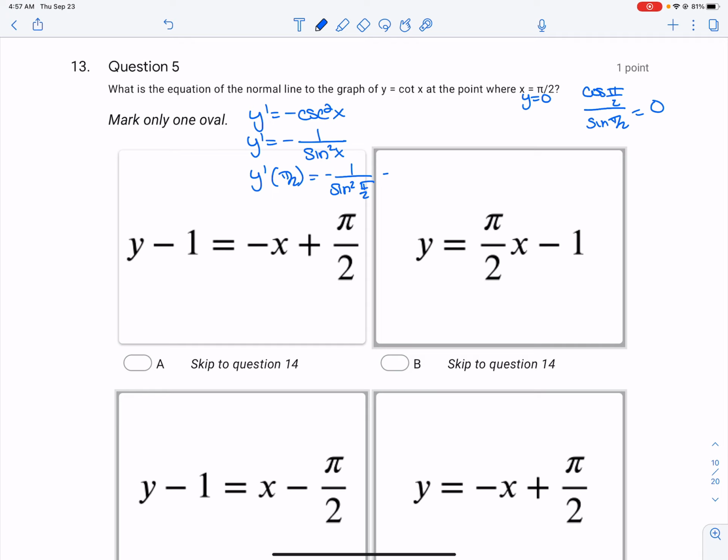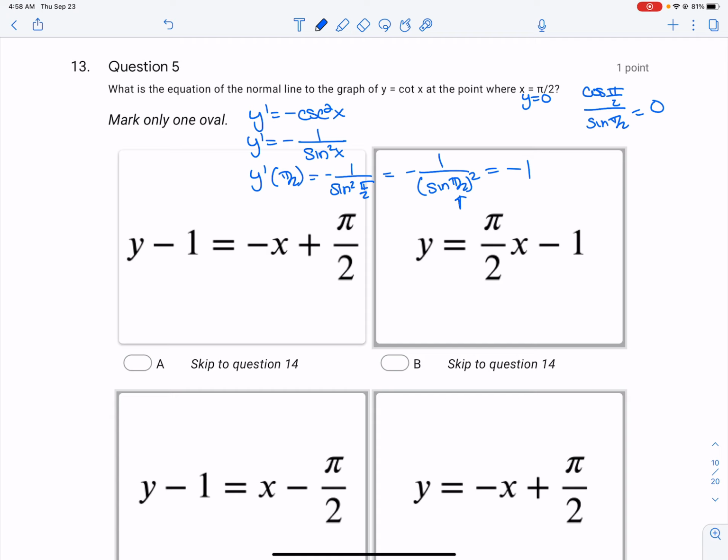Remember that this is the same thing as negative 1 over sine of pi over 2, the quantity squared. In this case, it doesn't matter because the sine of pi over 2 is equal to 1, so this gives me negative 1. But if by some chance it was something other than pi over 2, then you would need to know that you take the sine of x first, so the sine of pi over 2 first, and then you square it. That's your order of operations.